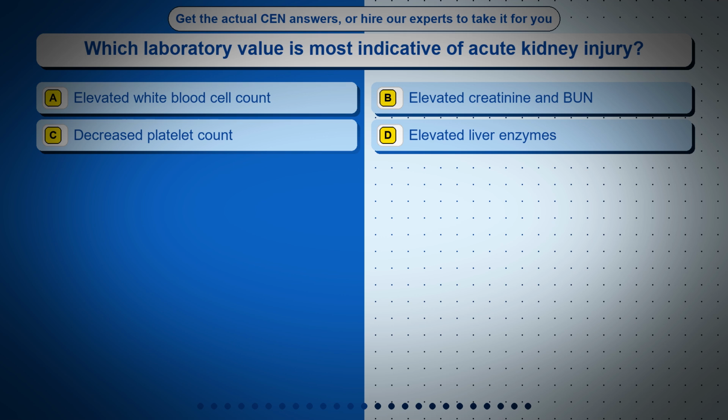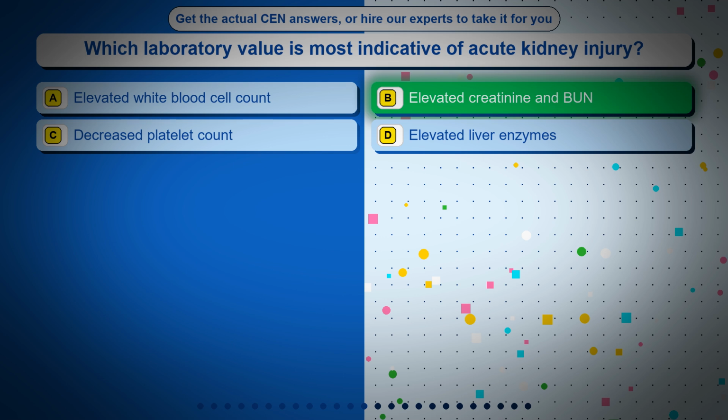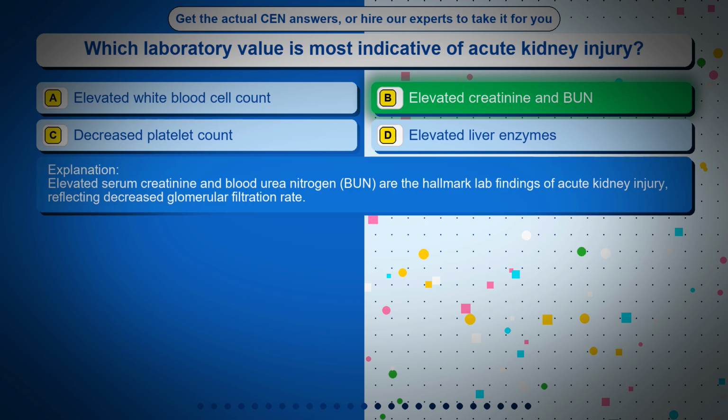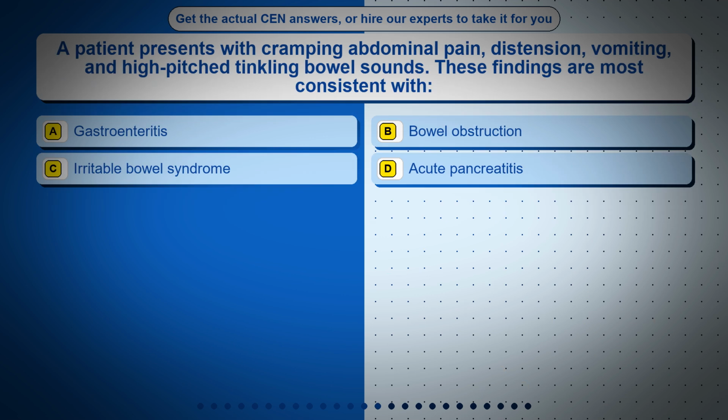Option C, decreased platelet count. Option D, elevated liver enzymes. The correct answer is option B, elevated creatinine and BUN. Elevated serum creatinine and blood urea nitrogen, BUN, are the hallmark lab findings of acute kidney injury, reflecting decreased glomerular filtration rate.